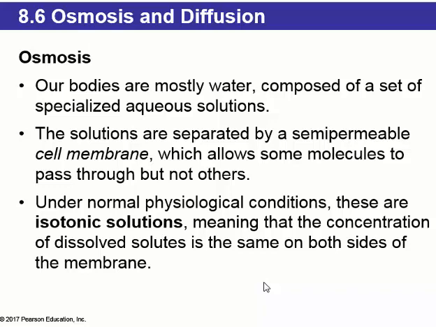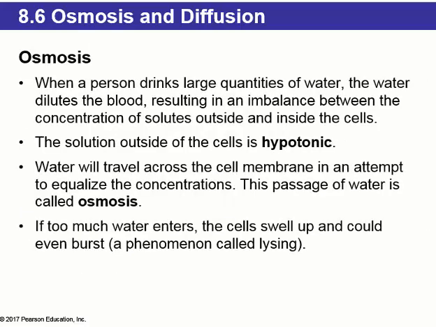Under normal physiological conditions, the solution inside the cells has the same concentration of dissolved solutes as the solution outside the cells, and that's what's known as isotonic, when the concentration of solutes is the same within a cell and outside the cell. However, if the concentration of solute changes, then water will travel through the membrane through a process known as osmosis in an attempt to equalize the concentration of solutes on both sides.